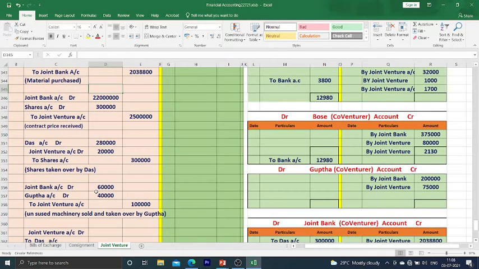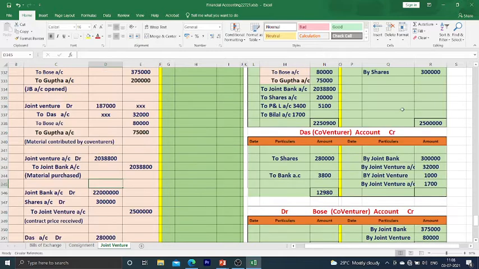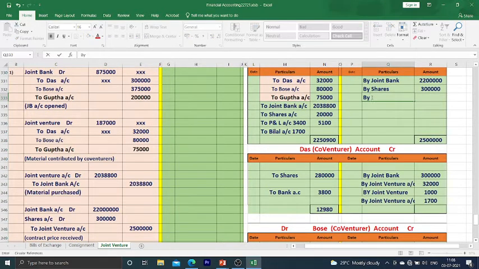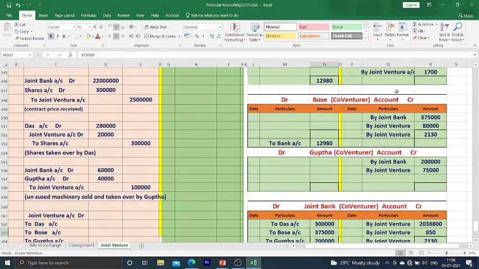Now the closing joint venture material, the unused material, was taken over by Gupta. Joint bank, Gupta, and joint venture. First we will post in the joint venture account by joint bank, amount is 60,000, by Gupta, amount is 40,000. Now we post debits. Gupta to joint venture. Joint bank account to joint venture.